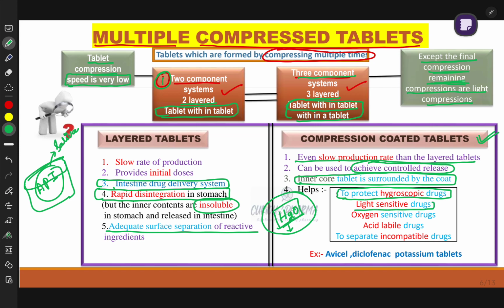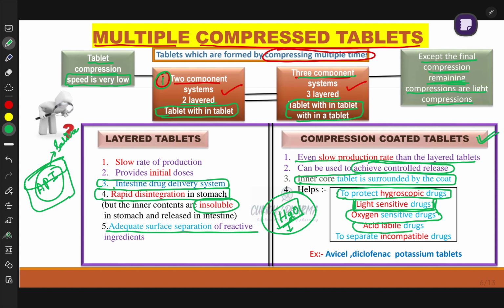Then light sensitive drugs. Some drugs are directly sensitive to light. If UV light or sunlight falls on them, they may be degraded. So by providing a cover on the upper layer with another type of excipient, we can achieve stability of the drugs which are sensitive to light. And some drugs are oxygen sensitive. That means when they are exposed to atmospheric oxygen present in the environment, they may degrade or be converted into different polymorphic forms.